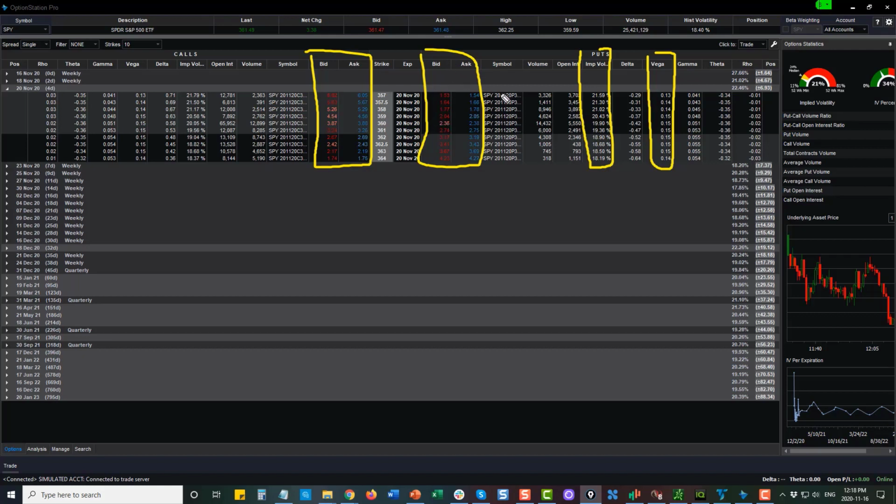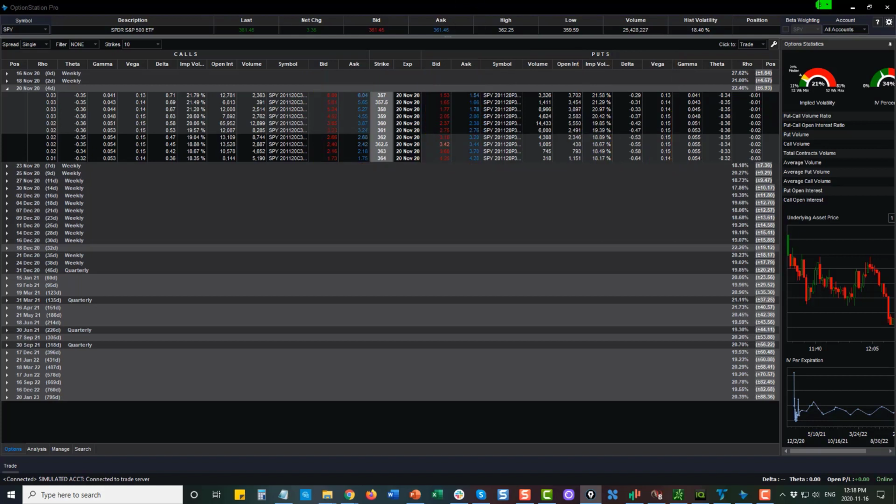What are you buying and selling your option contract for? What is your premium, right? And so that's important to know that. Okay, so let's go in here and take a look at the next one.